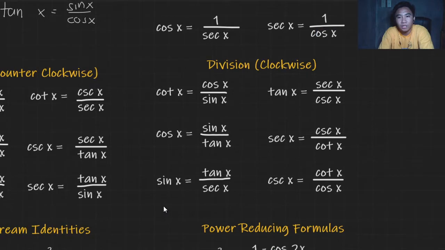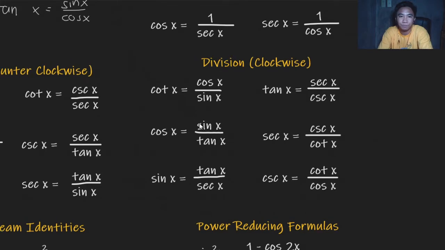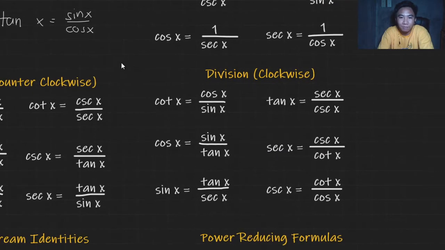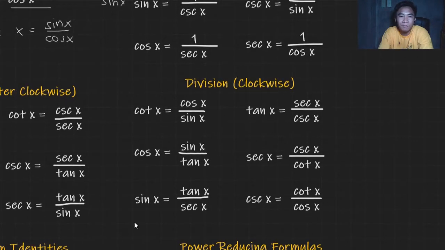So, next is the division clockwise. So, same lang ng process doon sa counterclockwise. Now naman kasi clockwise. So, halimbawa dyan, is si cotangent x. Ito siya. Cotangent. Yan. So, cotangent x is equal to cosine x all over sin x. So, yan na nga yung una nating sample. And then, so, 6. So, 18 na yon.